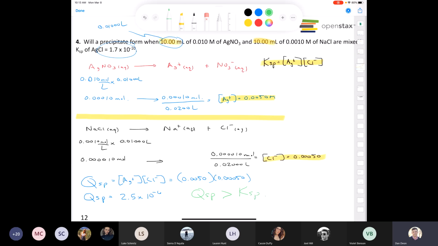So will a precipitate form? Can my students answer that without me rifling back to a previous slide? Yay or nay? What's your vote? Yeah, thanks, Joel. Absolutely. Yes. Right. Since the Q is bigger, that means you've got bigger numbers here than you do when you have your KSP satisfied. And so a precipitate, we'll call it PPT, will form.